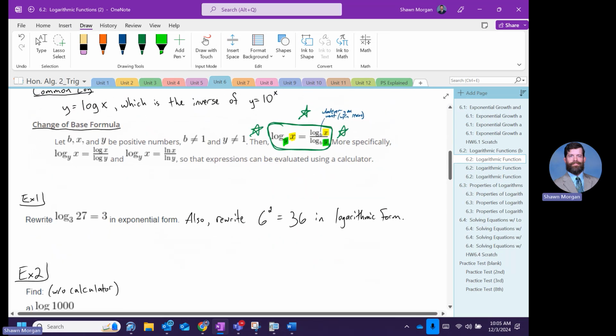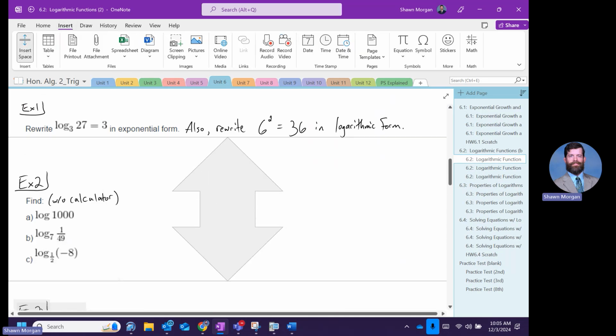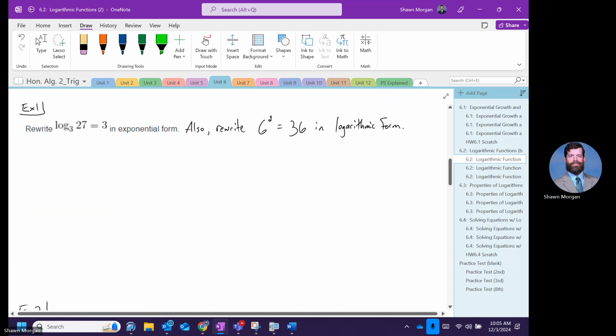All right, here's example one. I'm going to put this up at the top of the screen and give myself a little bit of space here. Finley, okay, buddy? A little tight.